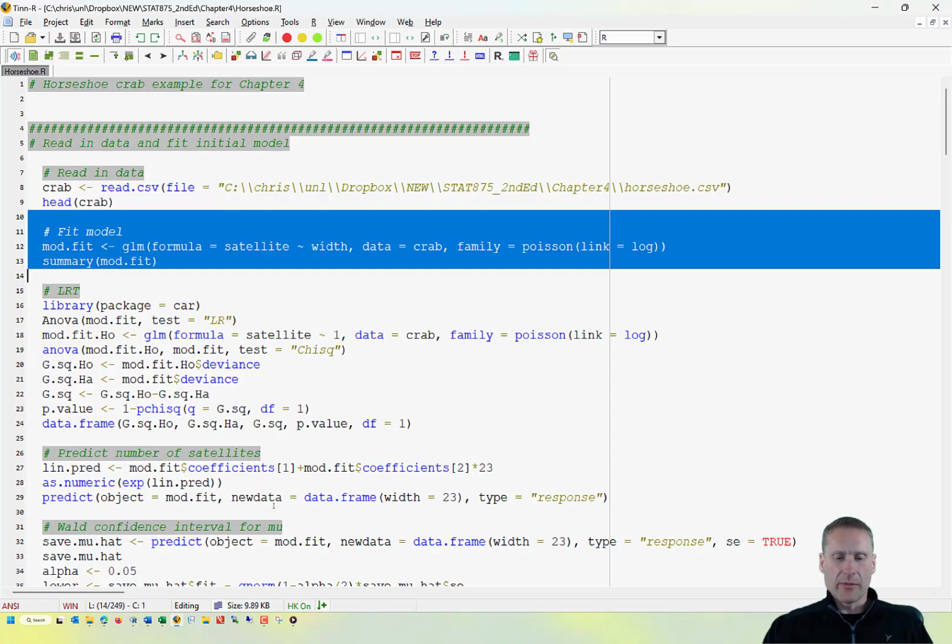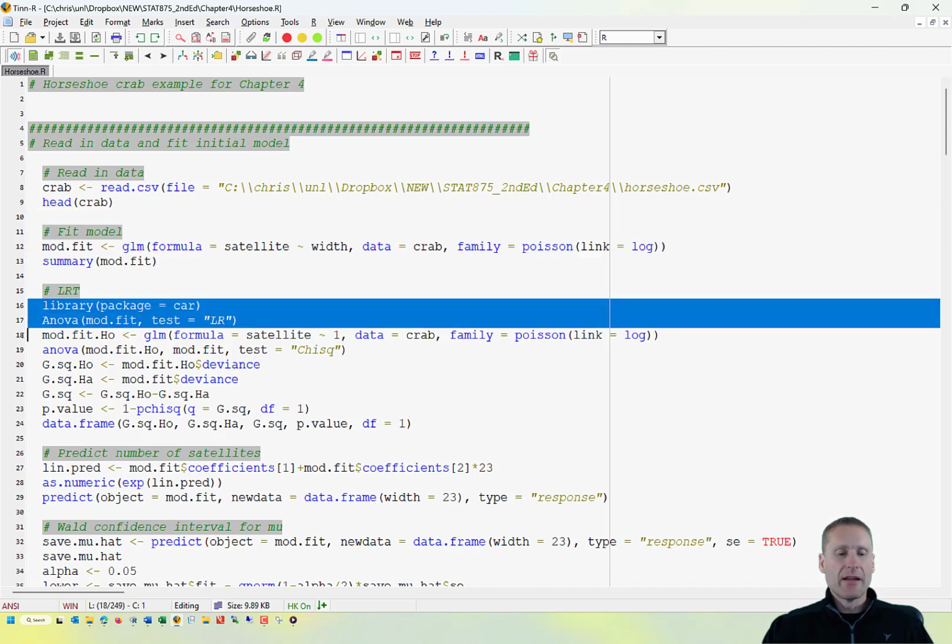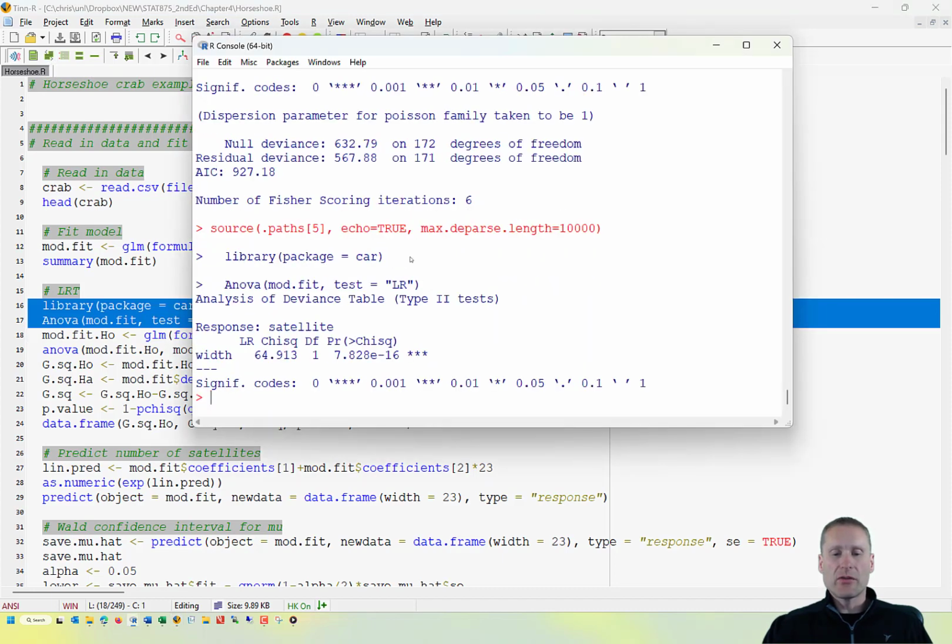Let me go to my program to illustrate. So let's look at the capital Anova function. Of course, it's in the car package. So I say Anova mod.fit. I say test equal LR for likelihood ratio test. And here we go. My negative 2 log lambda statistic is 64.91, 1 degree of freedom because I'm testing 1 beta. Here's my p-value, very, very small. So there is strong evidence that width is important.